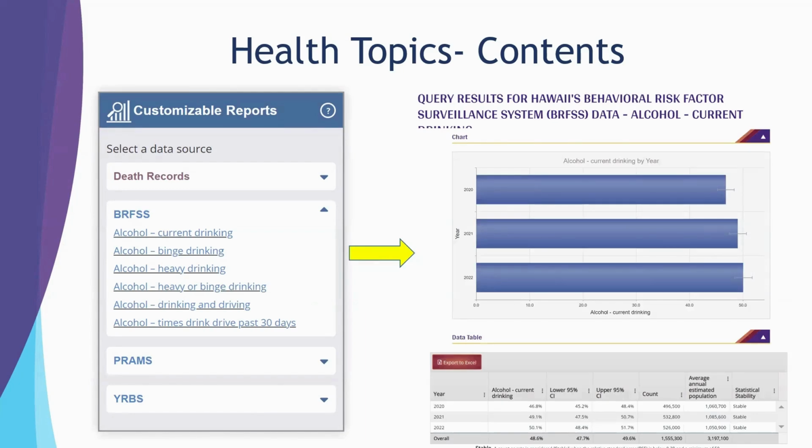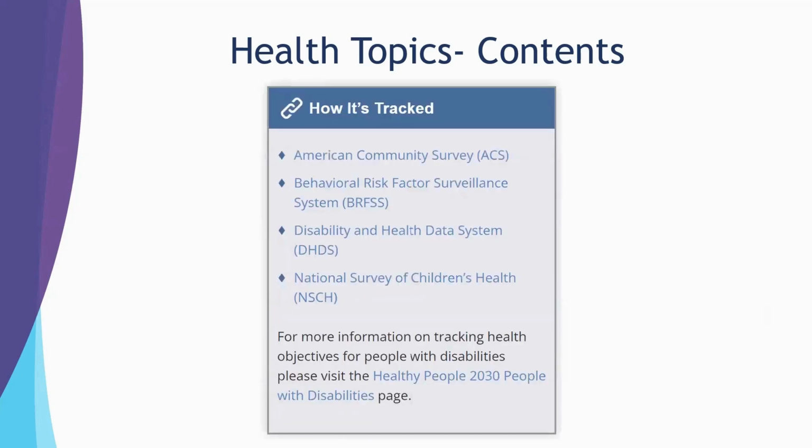And if you've used the Build a Report feature on HHDW, then you'll recognize this as the default indicator report that can be customized to display the data in any way that you want. The last option in the data section shows how the data is tracked. This highlights data sources with information relevant to the topic area. The hyperlinks will take you to further information about each data source.